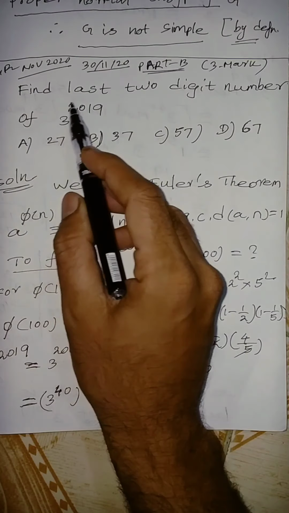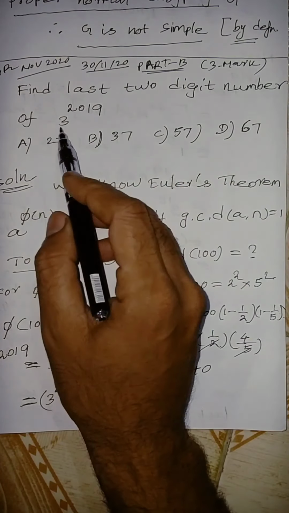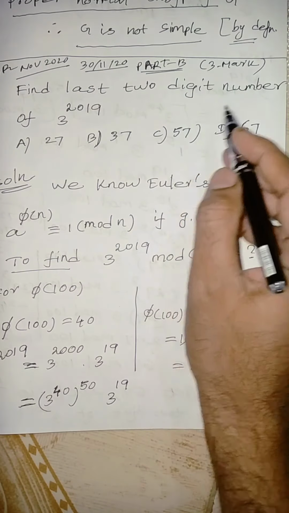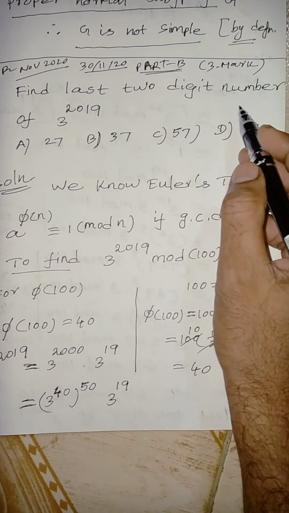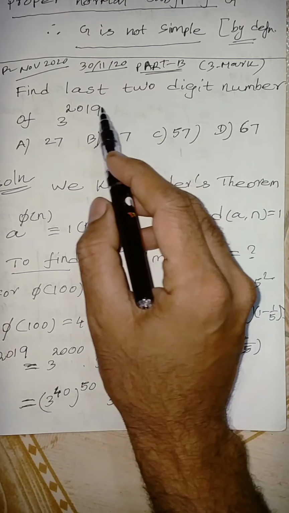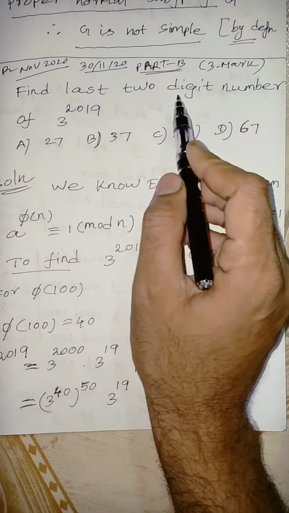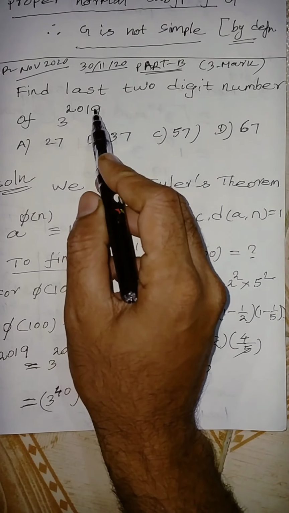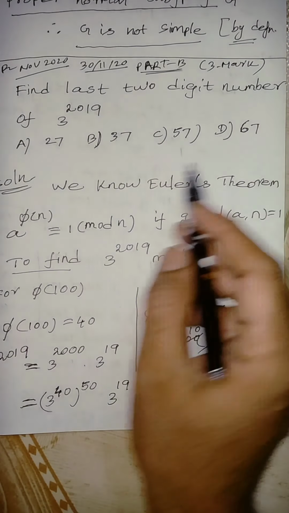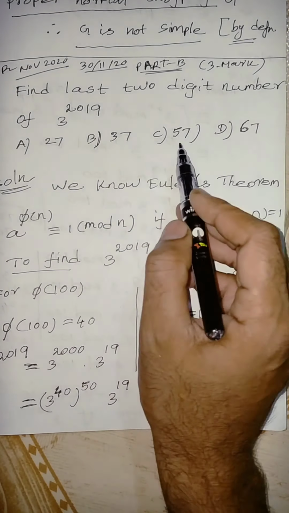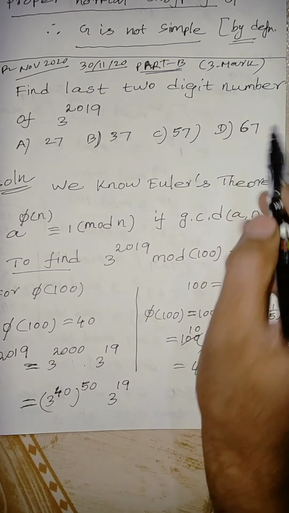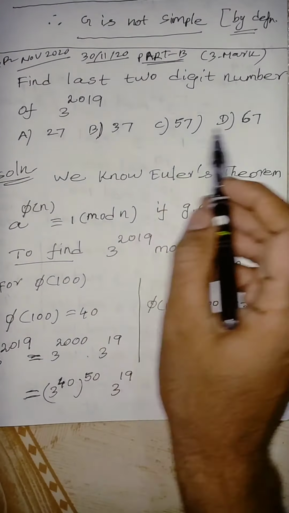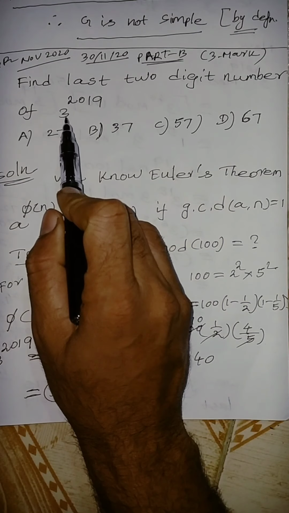So the question is, find the last two digits of 3 power 2019. These types of questions are asked in several competitive examinations. Four options are given: 27, 37, 57 and 67. We are going to find which one is the last two digits of 3 power 2019.